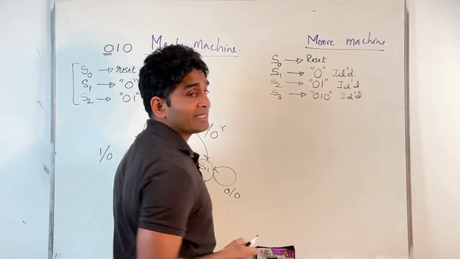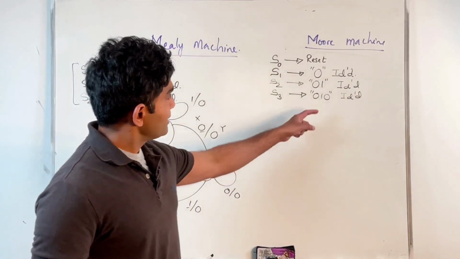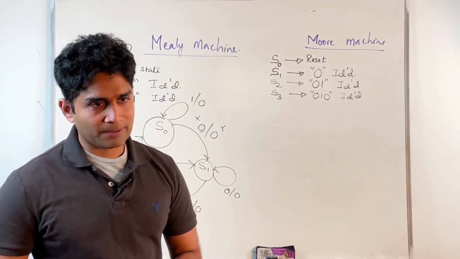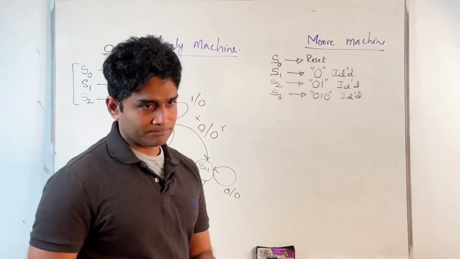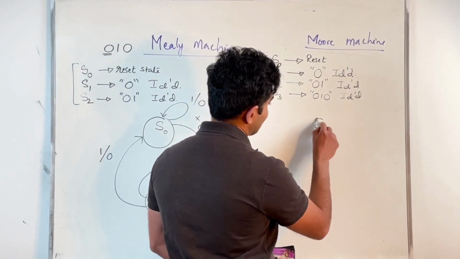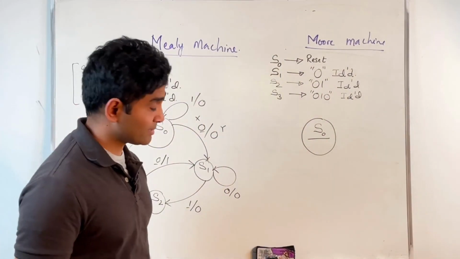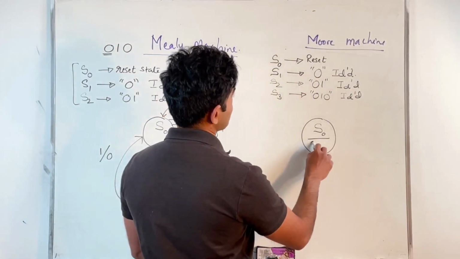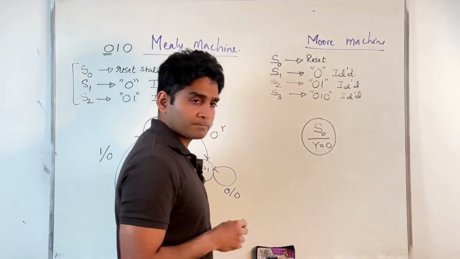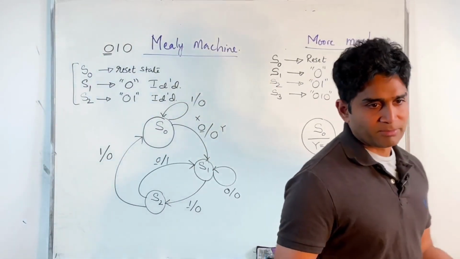Why do I need this? Because my outputs are tied with the states. I need an explicit state that has identified the entire sequence. Now let's try to draw the state diagram for this one. Again, S0. That's the reset state. I have not identified any sequence yet. So my output here, let's say my output is indicated by Y, my Y is 0. As long as I'm in S0 state, my output is basically 0.